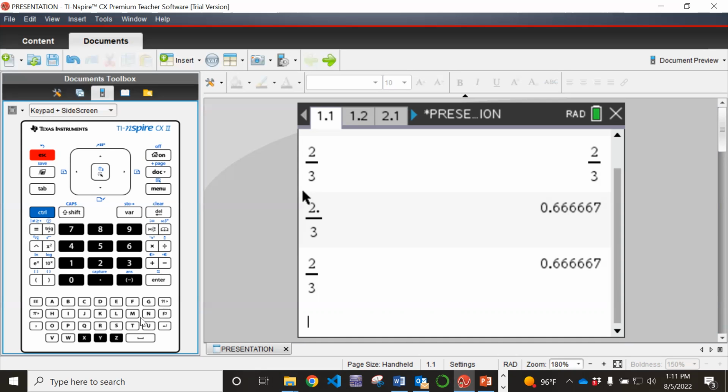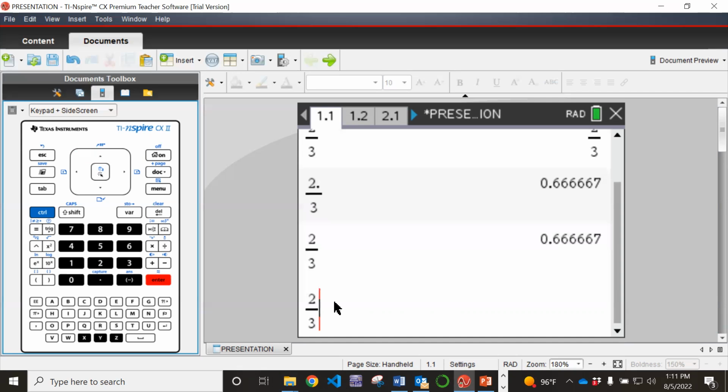One thing to note is if you use your up arrow and go up and highlight something above, then we can hit enter, and it will copy down whatever expression or part of an expression you have into that command line wherever you were. So instead of having to type in 2 divided by 3 again, I can just simply go up, have it highlighted, and then hit enter. It'll copy it straight down for us.